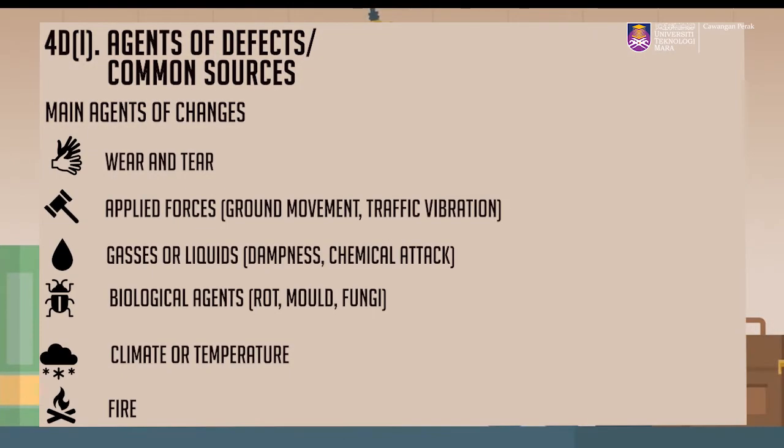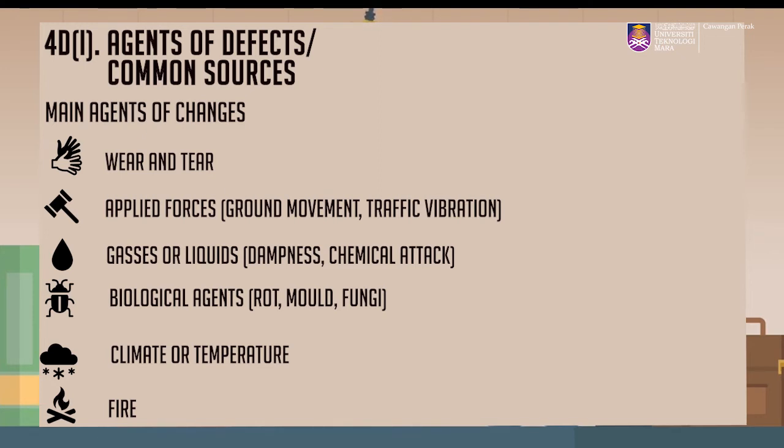For 4D, agents of defects or common sources, there are 6 main agents of change. The first is wear and tear. Wear and tear is the damage that happens to an object in ordinary use during a period. Next is applied forces. Applied force is a force that is applied to an object by a person or another object, for example, ground movement or traffic vibrations.